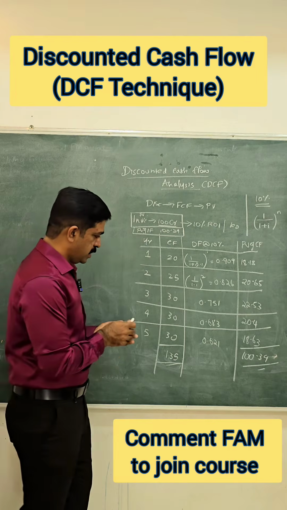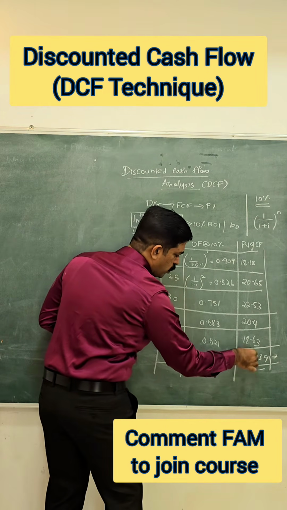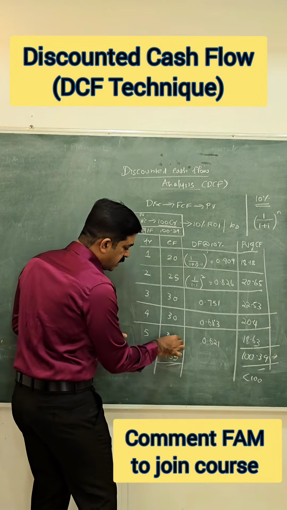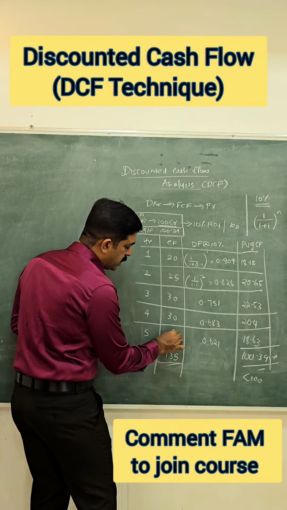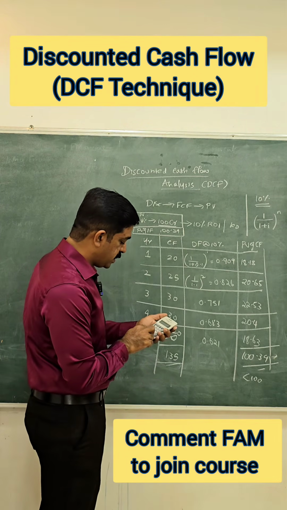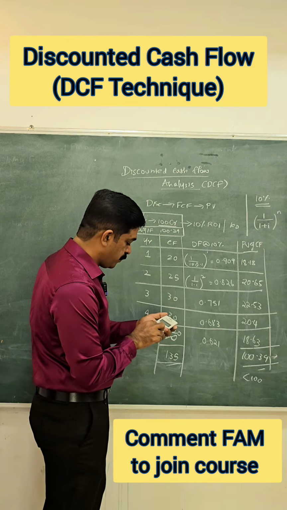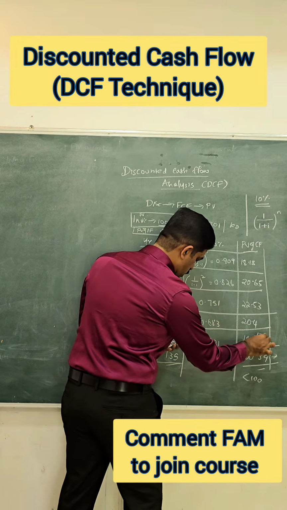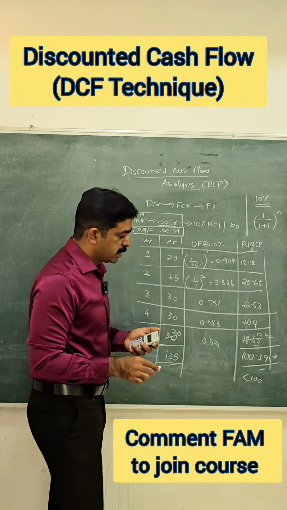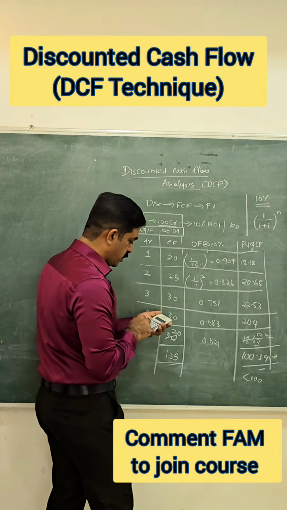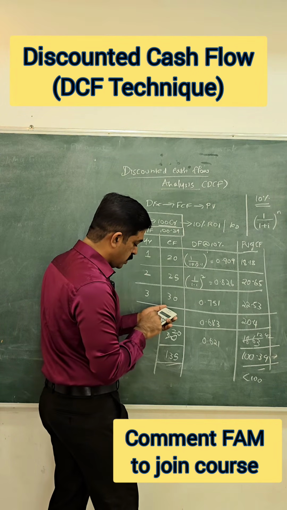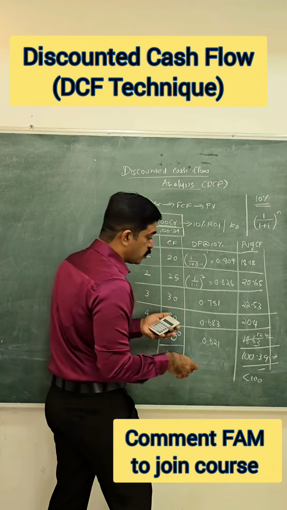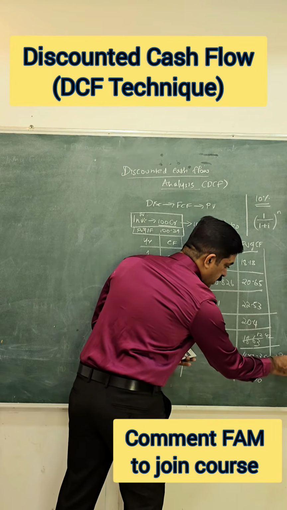Imagine a situation where this total works out to less than 100. Let's say in year 5, instead of 30, this project is generating 20. If it is generating 20, then it will be 20 into 0.621, which will translate to 12.42. Then in that case, this total will be different, right? 100.39 was the earlier total. From that, let me knock off 18.63 and add 12.42. The total will be different at 94.18.